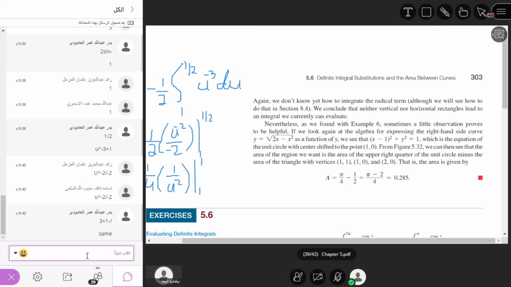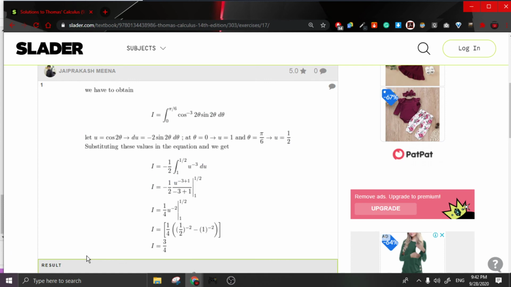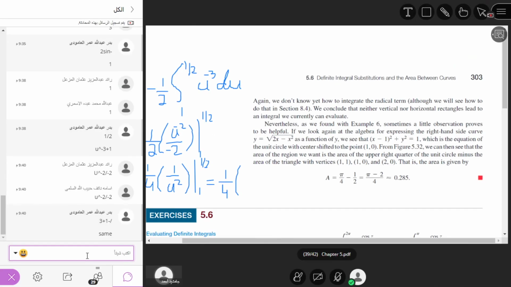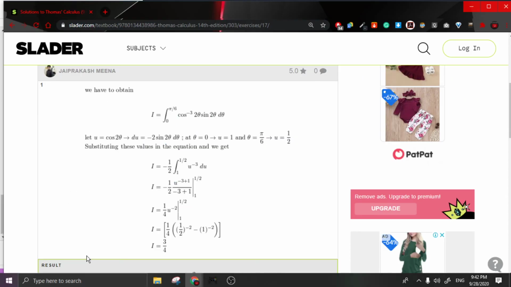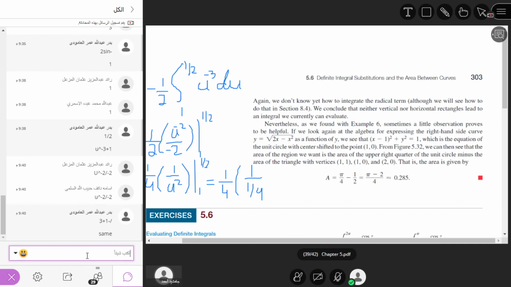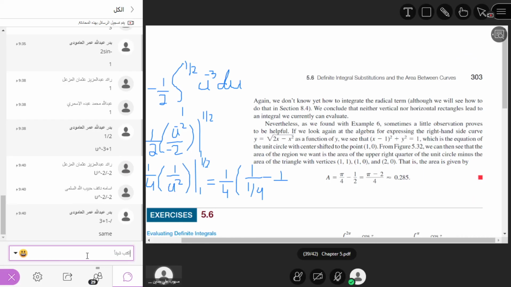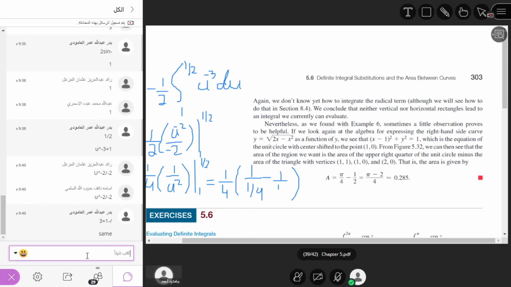Now if we put in the limits, 1 by 4 is a constant, outside. So the upper limit gives 1 divided by 1 by 4, because 1 by 2 square is equal to 1 by 4. Minus, we get here 1 divided by 1. So here we get 1 by 4 times 4 minus 1. So 4 minus 1, how much?